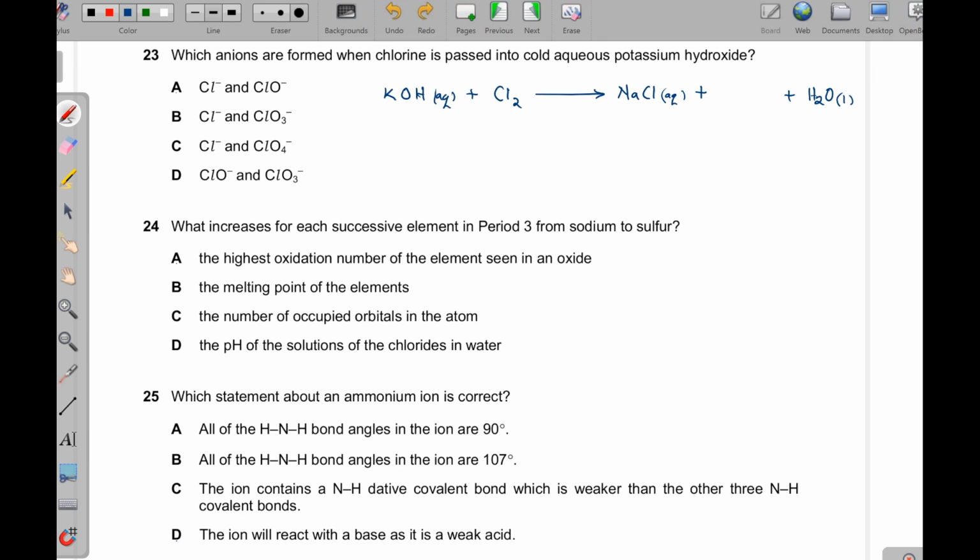Then here when it is cold, we get sodium chlorate(I), this one here. So the ion here is that, you see, and then the chloride. These are the ones you're seeing here. So that means our answer is A. Maybe to balance this one here, what do we do?